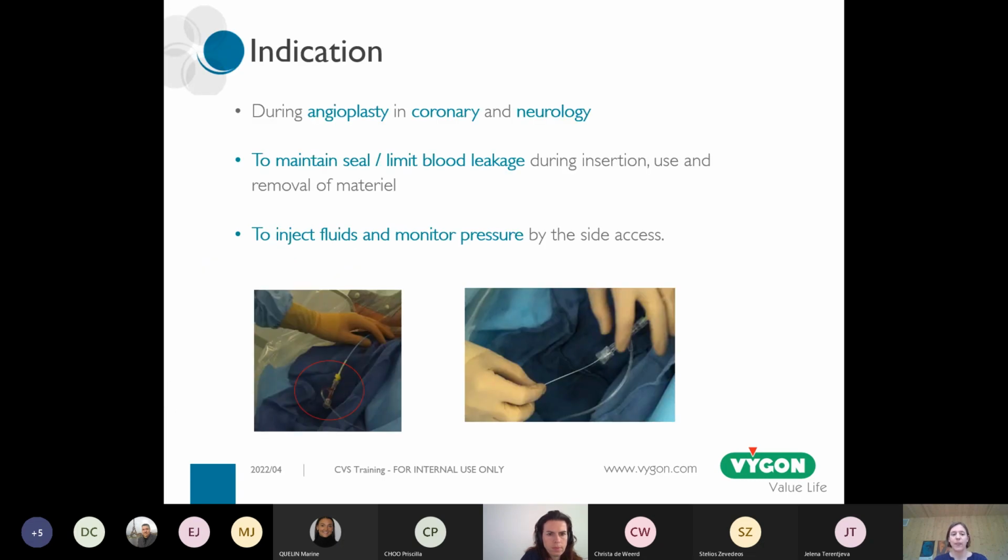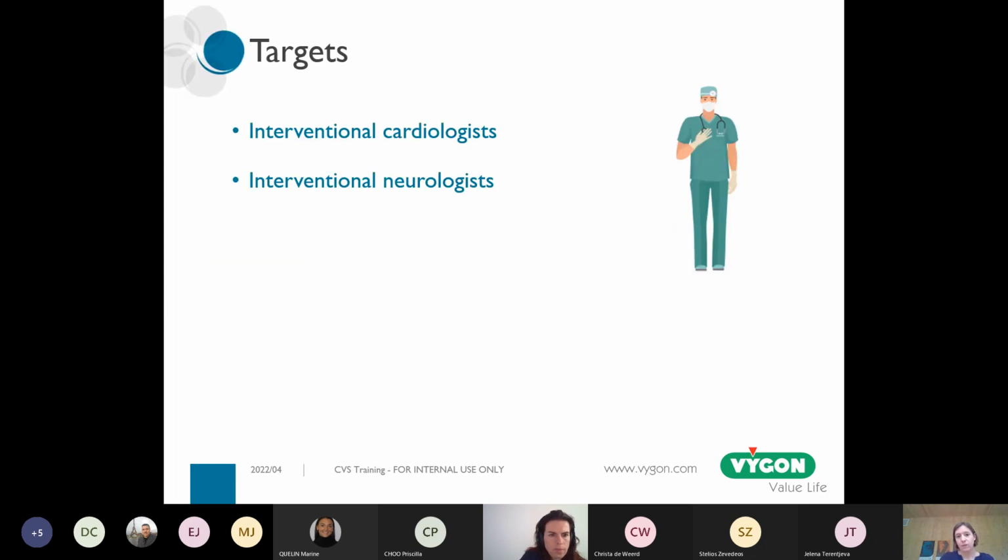First, the indication. The Y connectors are used during angioplasty in coronary and neurology. They are used to maintain a seal, limit blood leakage during the insertion, the use, and the removal of material like the catheter or the stent. They are used to inject fluids and monitor the pressure by the side access. The target: they are the interventional cardiologists and the interventional neurologists.